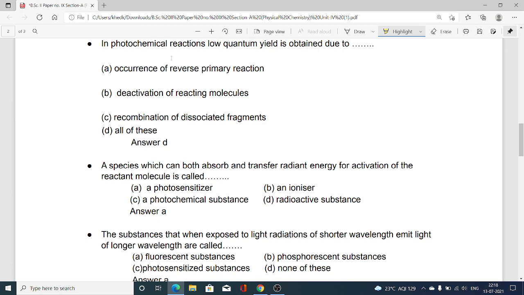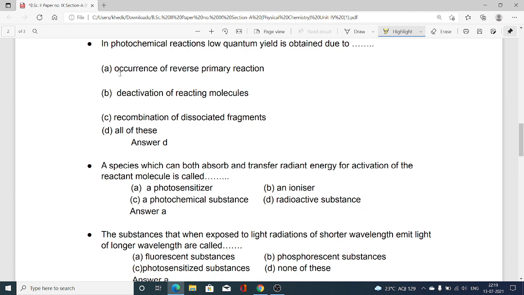In photochemical reactions, low quantum yield is obtained due to dash dash. Means in the photochemical reactions, which are the different factors or the different properties of the reacting parameters which are responsible for the low quantum yield, that we have to decide with the help of given options. We have to find out the correct option.